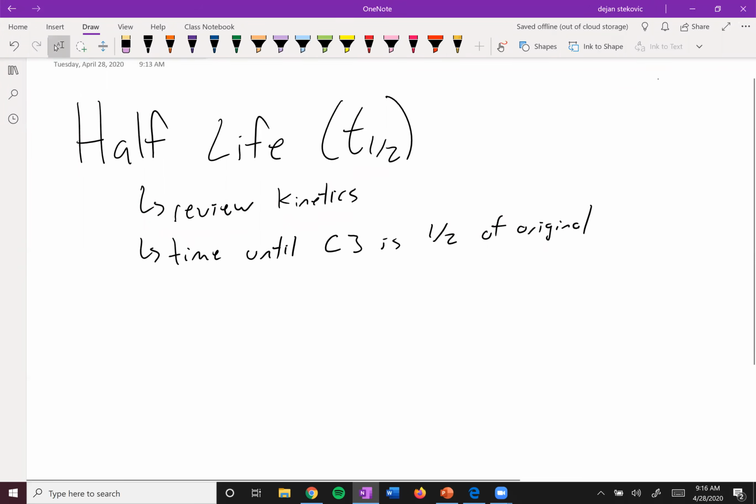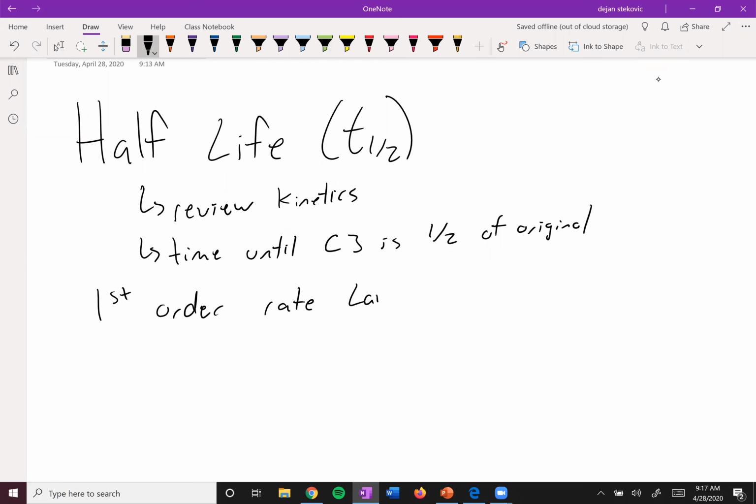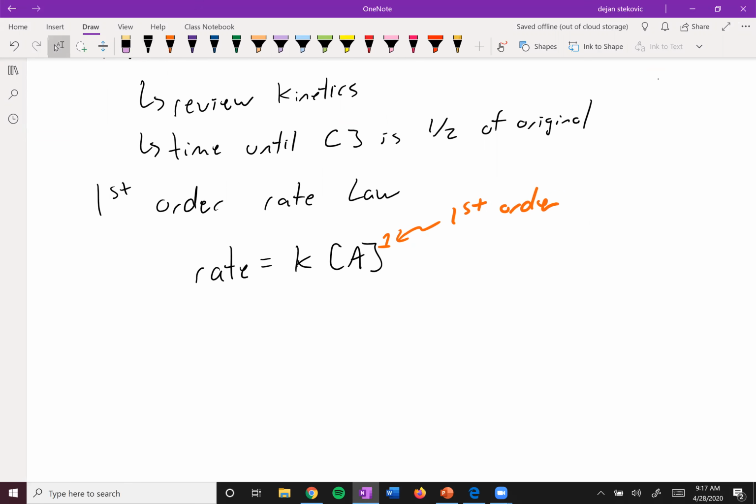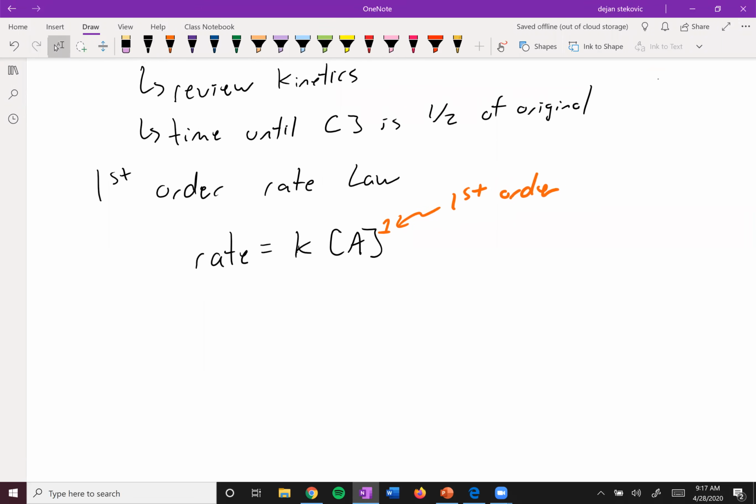And all nuclear reactions follow a first-order rate law. Think back to what that means. It means rate equals k times the concentration of whatever you're looking at, and the sum of these exponents has to be 1 in order to be first order. So it's only dependent on one thing and one thing only. If we solve for the T1/2 of this, again, review your stuff, you're going to get 0.693 over k.